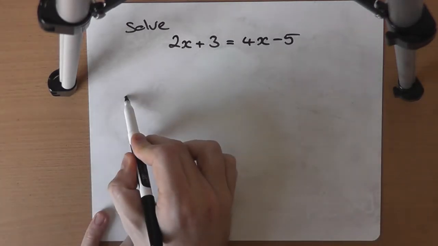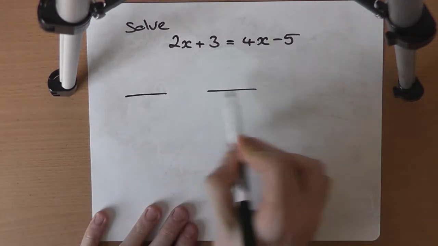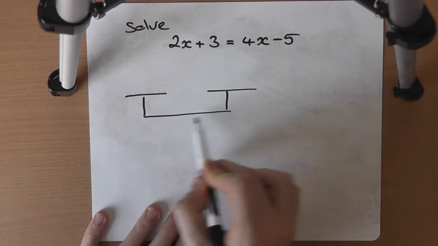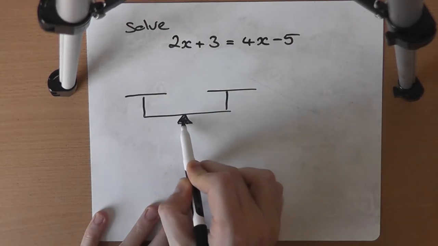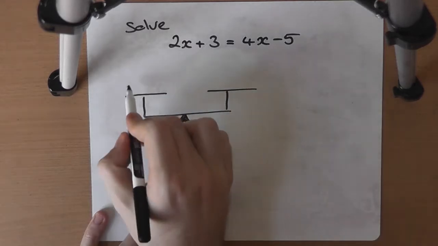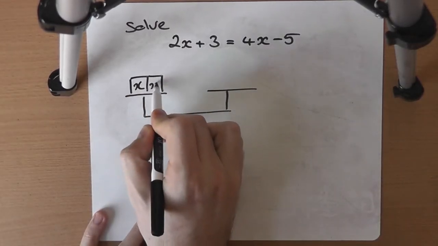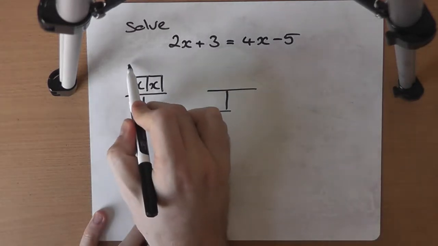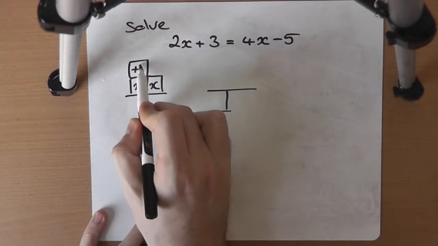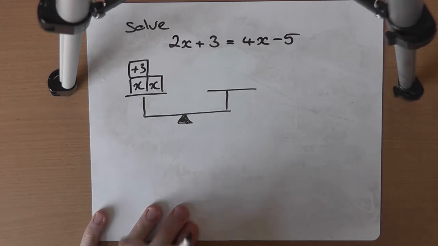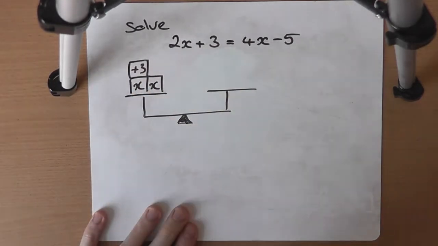How am I going to do that? Well, first thing, I'm going to set up my blank scales, like this. Nice quick sketch of some scales. And on this side, I'm going to have two blocks that have got x's on them. That's the two x's. And I'm going to have a block for plus 3. I'm going to keep that as a plus 3.